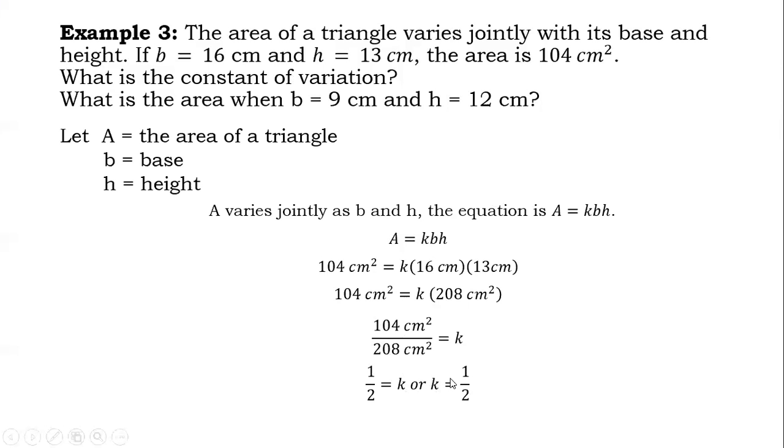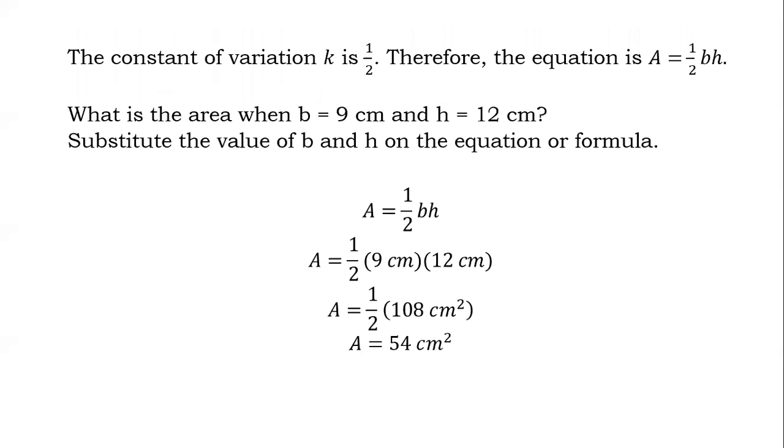Given this constant of variation, we can rewrite this into another mathematical equation. We will substitute 1 half for k. So now we can answer question number 2. The constant of variation k is 1 half. Therefore, the equation is area of a triangle equals 1 half times base times height. This is the formula for the area of a triangle, where 1 half is the constant.